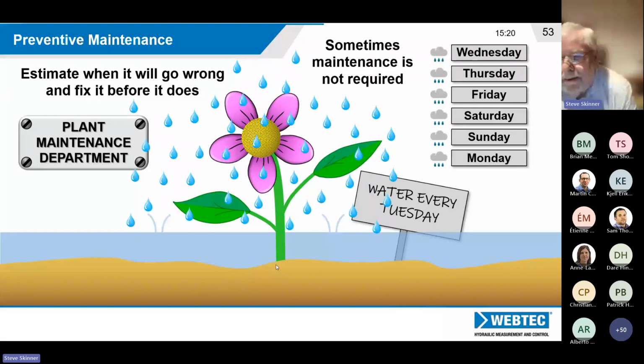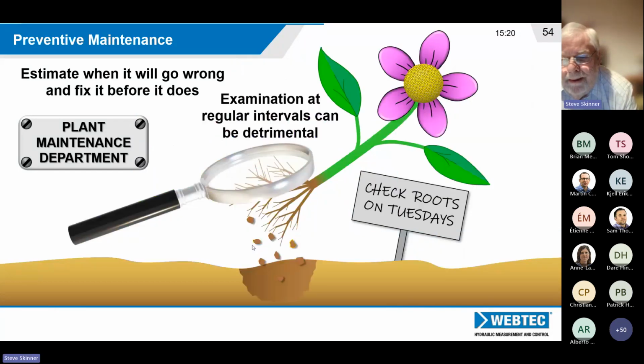On the other hand, if you're in the UK, it may have been raining every day since last Tuesday, so there's no reason why we need to maintain it at all. If we dig it up every Tuesday and check its roots, then we're probably doing more damage than we're solving.